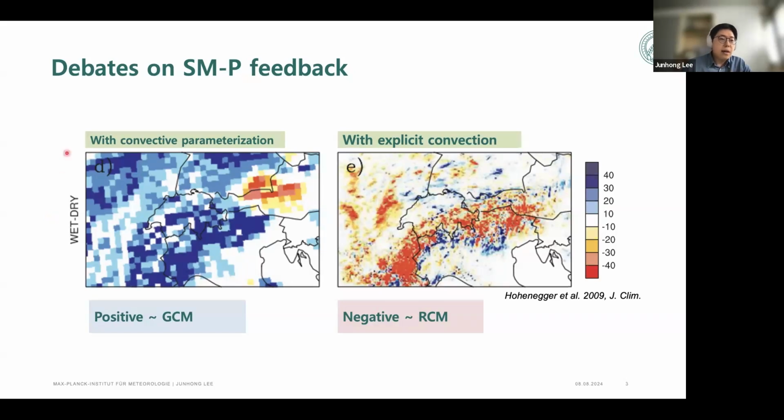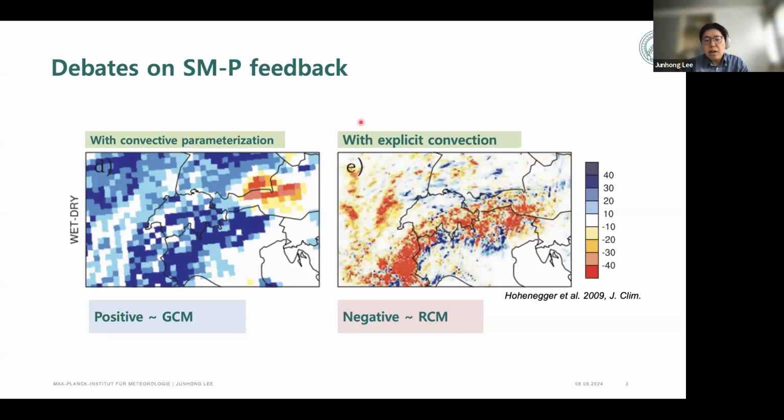Firstly, with convective parameterization, she ran these two simulations and found the difference is mostly blue, meaning there is a positive SMP feedback. And this result is equivalent to the result from the GCM studies with convective parameterization.